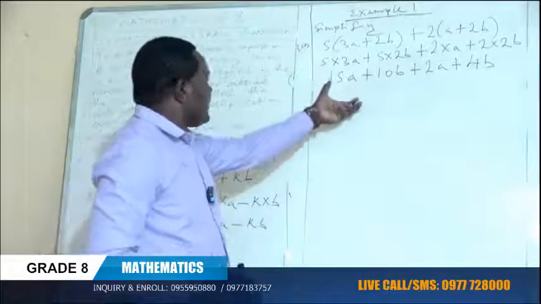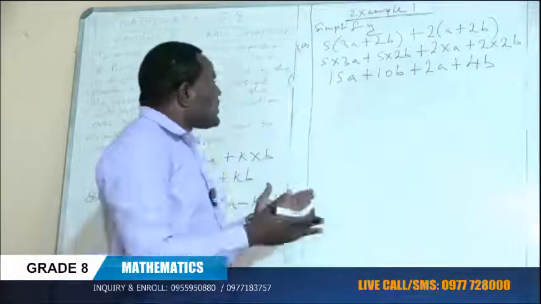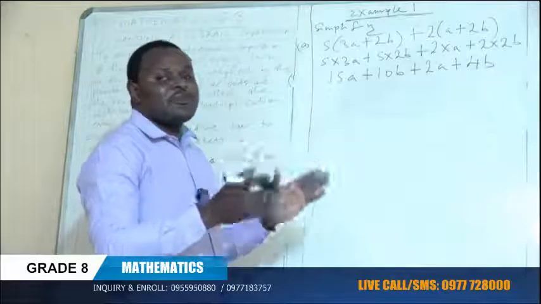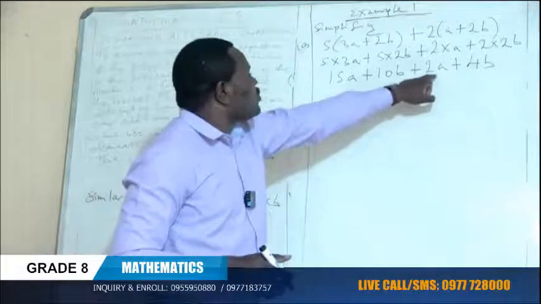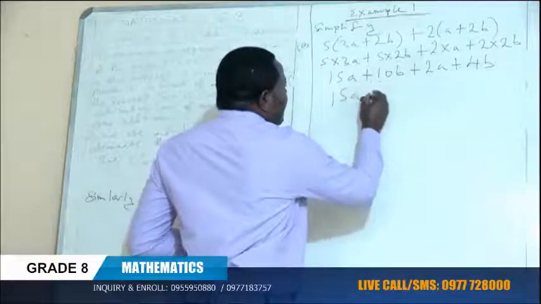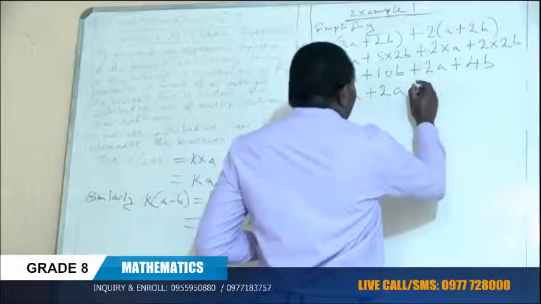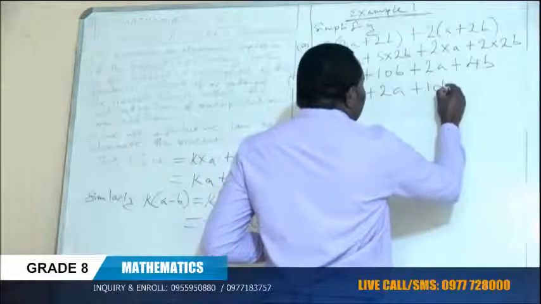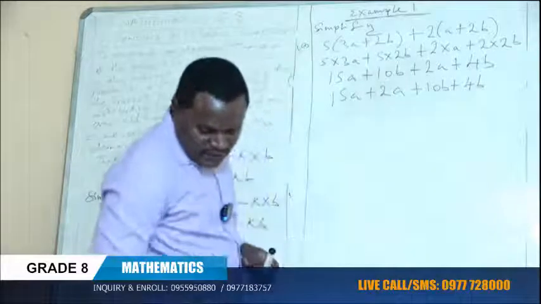Now, where we have reached here, we have to be very careful. You have to check which ones are like terms. Then we have to pair them. You see that here there's 15a, there's also 2a. We pair them together: 15a plus 2a plus 10b plus 4b.